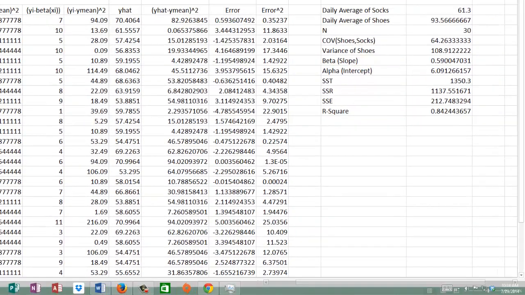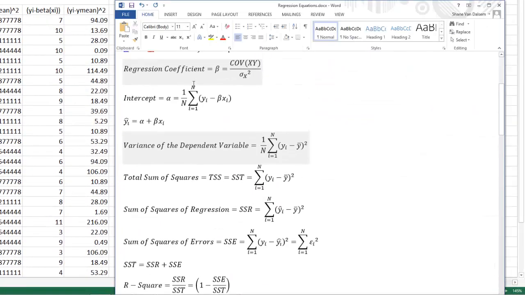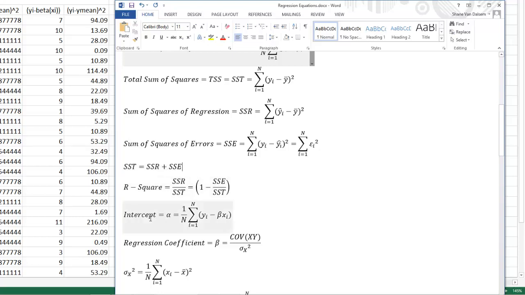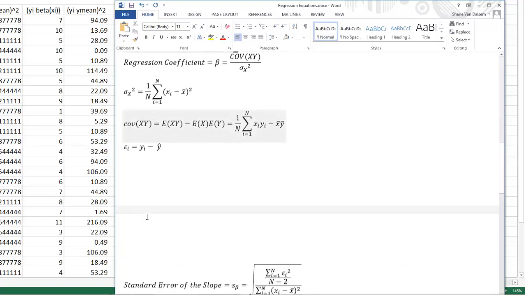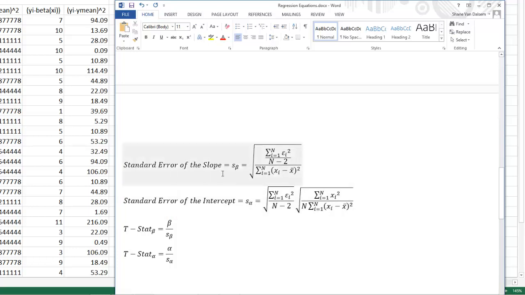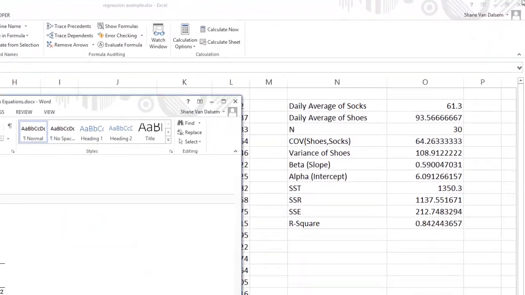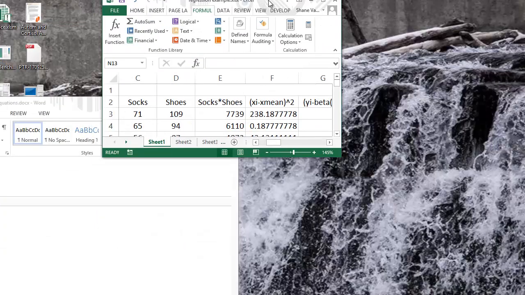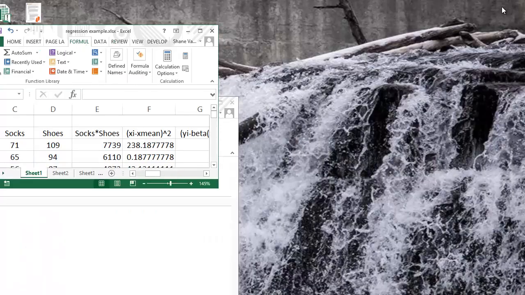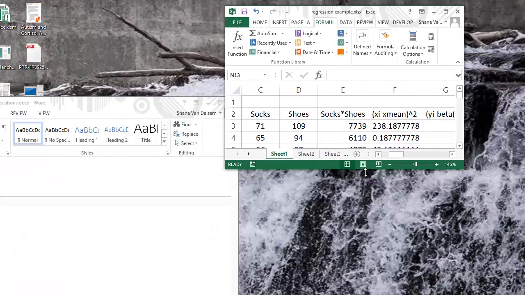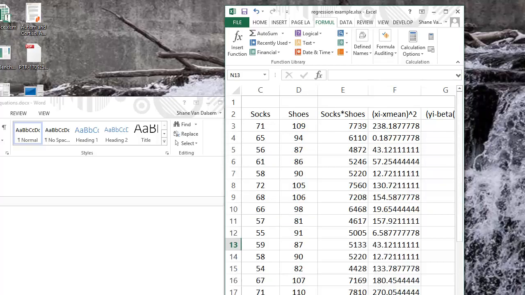So the next item I want to calculate: we've calculated the R squared, we've calculated the intercept and the regression coefficient. Now I want to calculate the standard error of the slope and the standard error of the intercept. And from that we can determine if the slope and the intercept are statistically significant. So these are a little bit more challenging equations. For that reason, I'm going to leave open my document so we can look at that as we go through the calculations here.